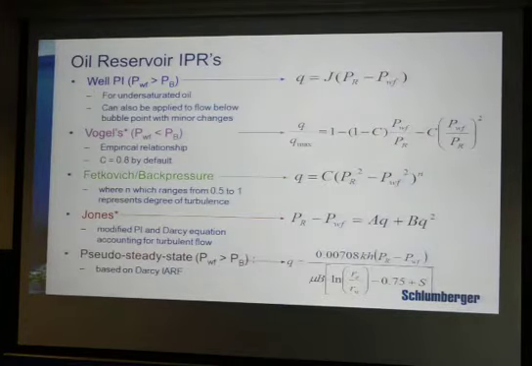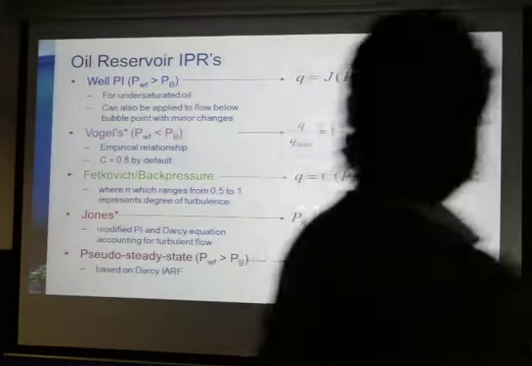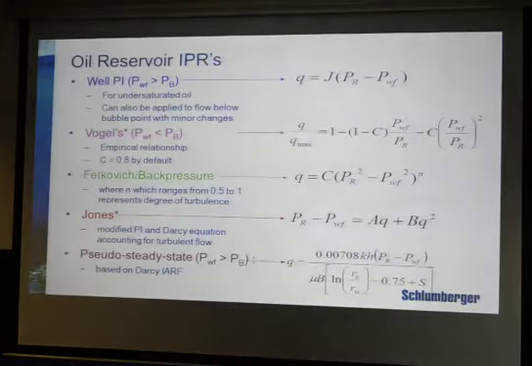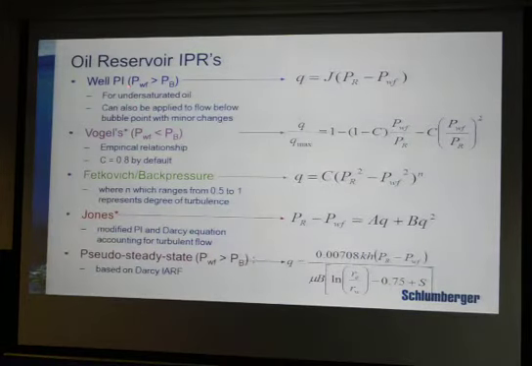Okay. Now these are all the IPR equations that you will find generally. You must be conversant with this equation. J is equal to Q by delta P, Q by PR minus PWF. This equation is valid only for undersaturated oil, when PWF is greater than the bubble point pressure.